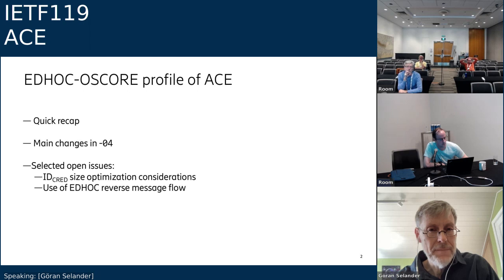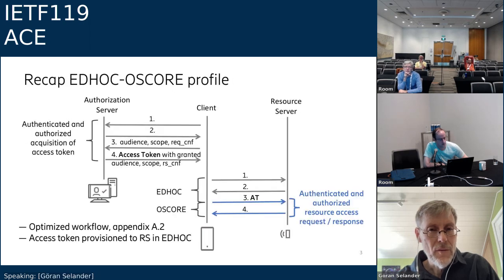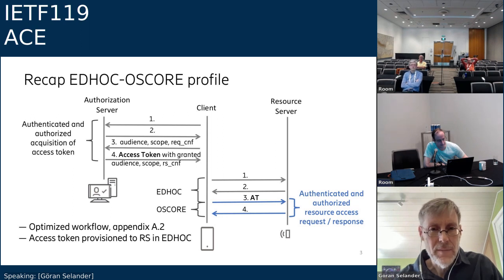So this is the outline. You can go to the next slide. So I don't think I need to say much about the recap. This is a profile of the ACE framework, and the authentication protocol which you use between client and resource server, in this case, is ad hoc and OSCORE, and that's the two round trips on the right-hand side there. And this is an example in one of the optimized workflows. So what's to note here is the location of the access token in this flow. We already talked about the alternative workflow, and here it's indicated in message 3. So you can go to the next slide, please.